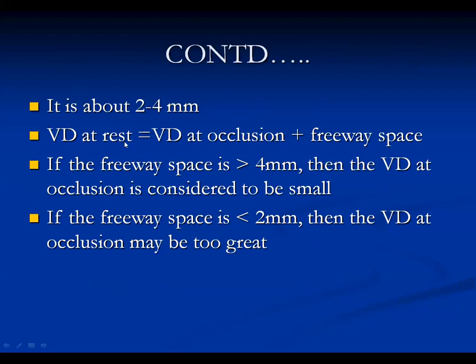So what is vertical dimension at rest? Vertical dimension at occlusion plus this freeway space. If freeway space is more than 4 mm, then the vertical dimension at occlusion is considered to be small, and if freeway space is less than 2 mm, then the vertical dimension is more. This is your least ponderous method.